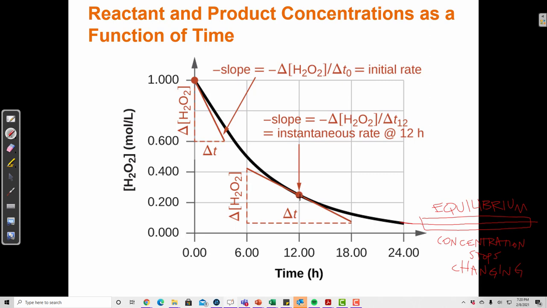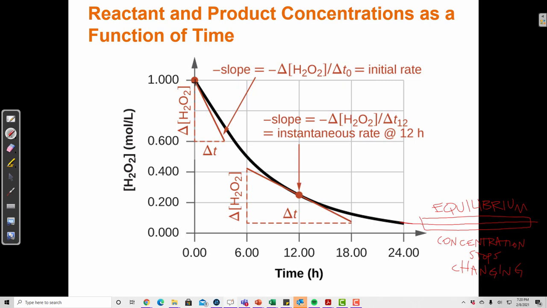The instantaneous rate of a reaction is different than the average rate. So I could look at how long this has taken over 24 hours and talk about what's the average rate of change. Remember, the first 6 hours was 0.5, the next 6 hours was 0.25. So what that means is that in the first 6 hours the rate is really fast, but in the last 6 hours the rate is much slower. So the initial rate of a reaction is generally much faster than the rate that occurs later on.